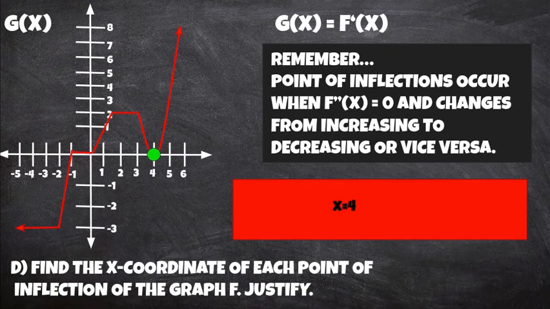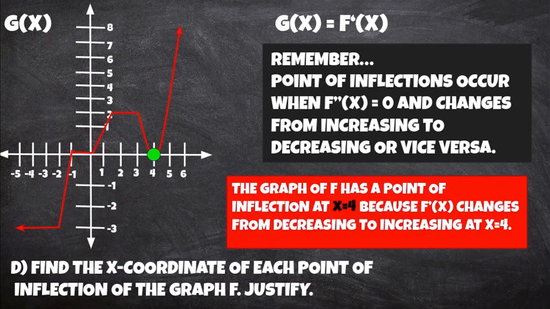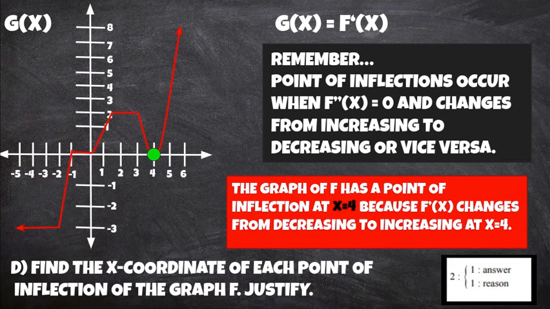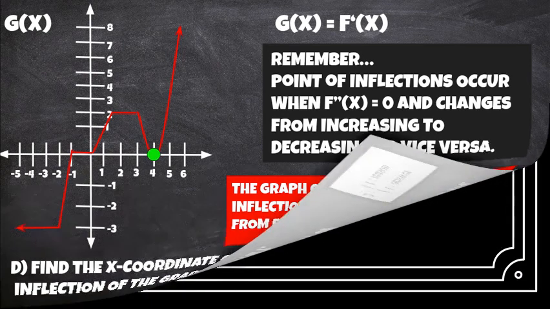However, you can't write this because you have to justify. The graph of f of x has a point of inflection at x equals 4 because f prime changes from decreasing to increasing at x equals 4. On the bottom is the rubric from the FRQ again, and it shows that for the black you only get 1 point, so make sure you justify when it asks you to.